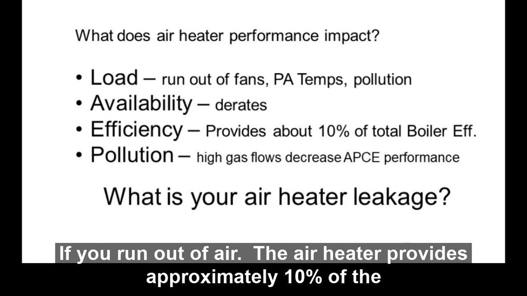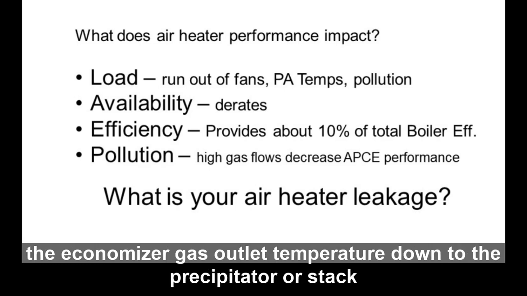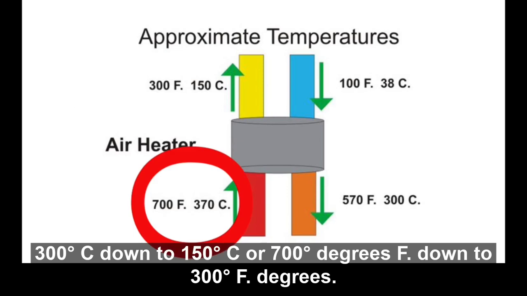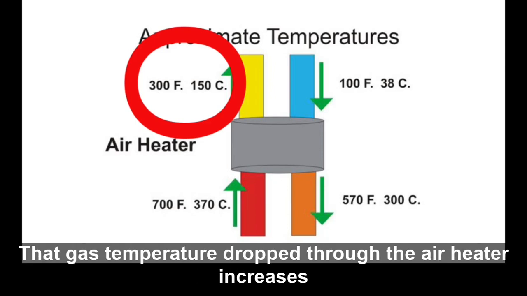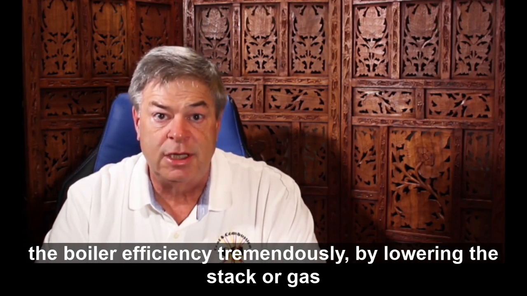The air heater provides approximately 10% of the efficiency on the boiler. In other words, taking that temperature from the economizer gas outlet temperature down to the precipitator or stack temperature, 300 degrees C down to 150 degrees C, or 700 degrees F down to 300 degrees F. That gas temperature drop through the air heater increases the boiler efficiency tremendously by lowering the stack or gas outlet temperature.